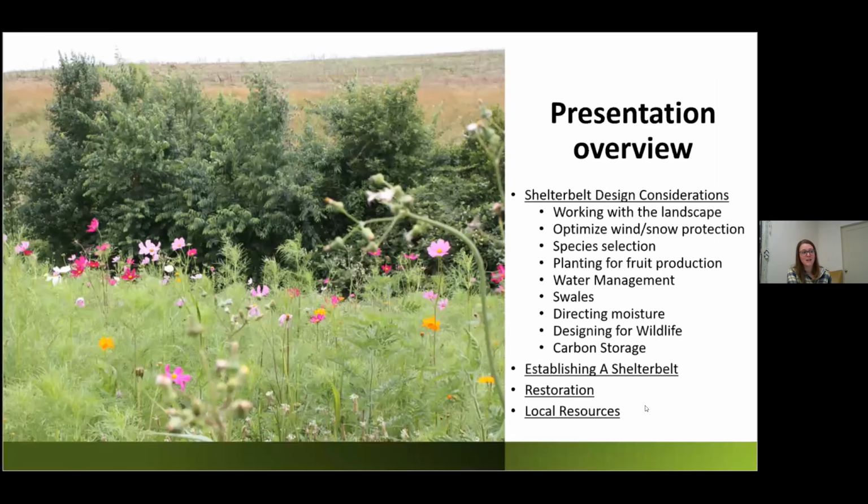Okay, so tonight in our presentation, we'll go through those shelter belt design considerations. We'll work with our landscape and how to best design your shelter belt based on your landscape. We'll optimize for snow and wind protection. We're going to look a little more in depth at species selection, including planting for fruit production, which is one of the most common themes we're hearing this year: folks are looking for some edibles, berries.